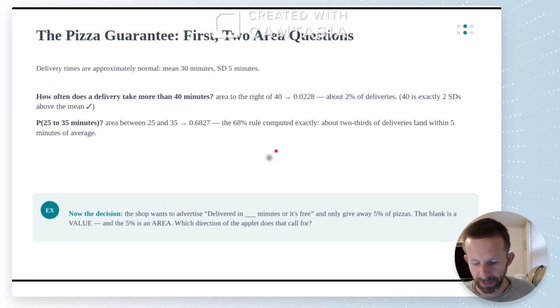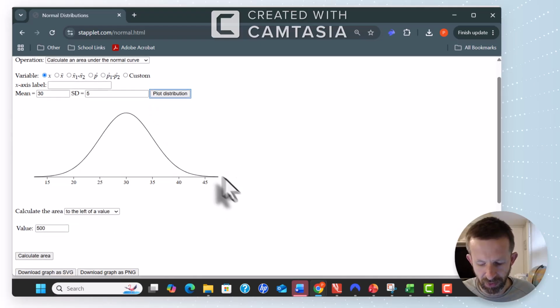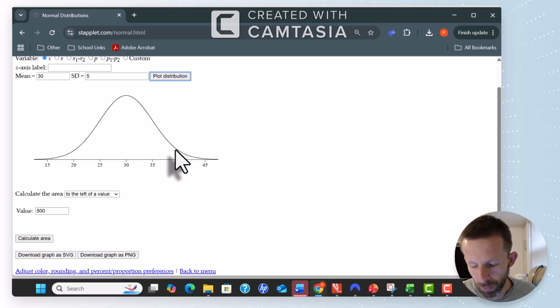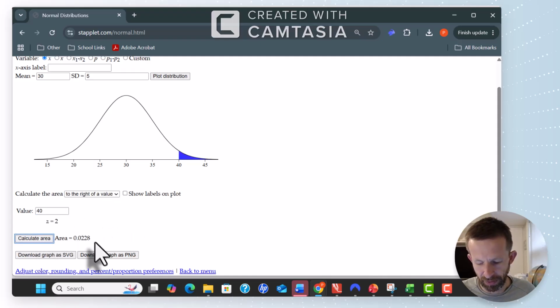So here we have the pizza guarantee. Delivery times are approximately normal with a mean of 30 and a standard deviation of 5. So same thing, we would go here. We would change the mean to 30 and the standard deviation to 5. So here's my curve, centered at 30, standard deviation of 5. What percent of all pizza deliveries take more than 40 minutes? So to the right of 40, more than 40 minutes, roughly 2.28%.